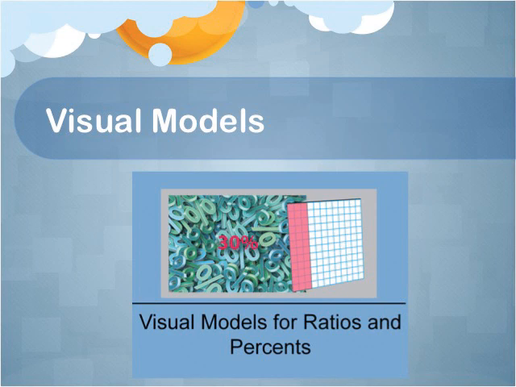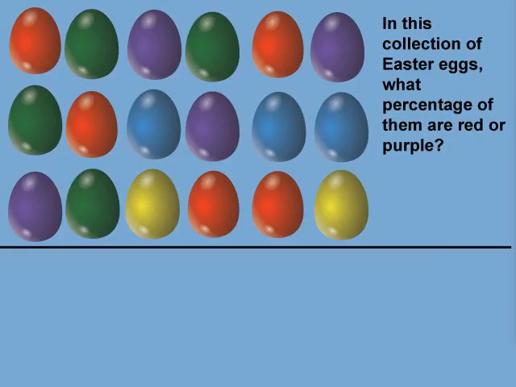You've seen how ratios can be used to calculate percents. In this video, we look at visual models to help convert from fractional form to percents. Let's look at an example. In this collection of Easter eggs, what percentage of them are red or purple?